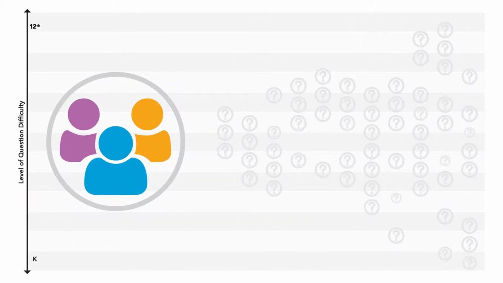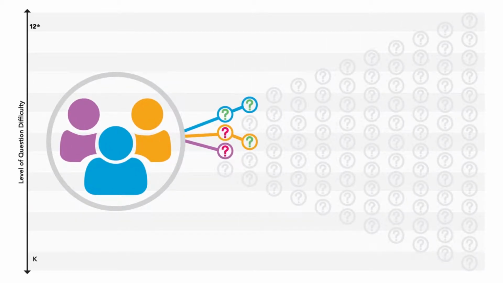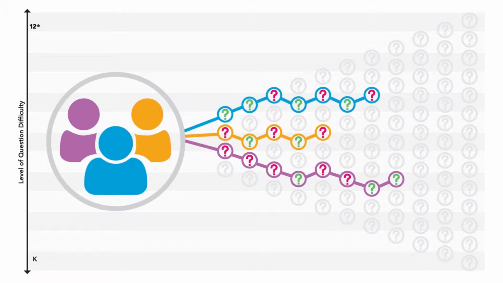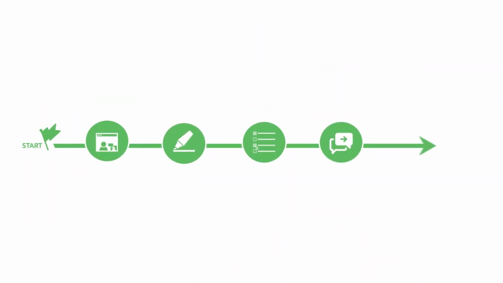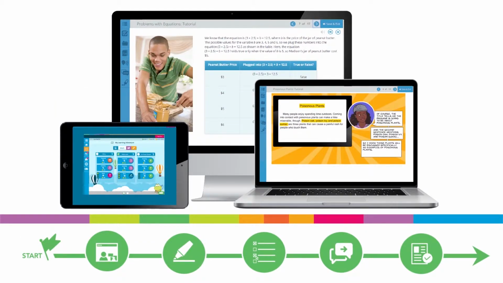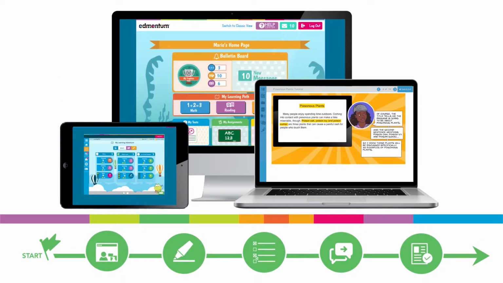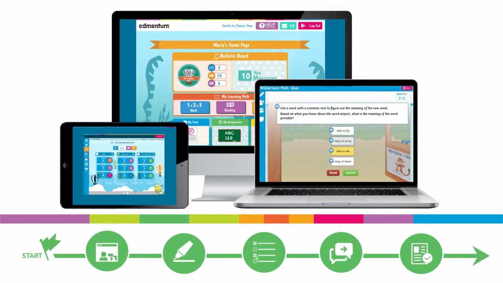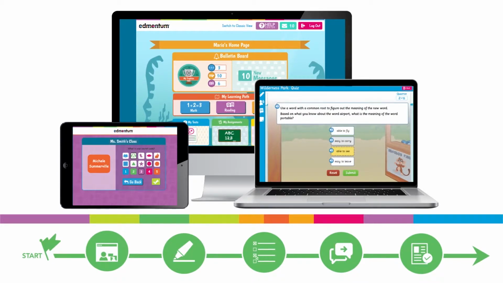Begin by taking Edmentum's adaptive diagnostic assessment to pinpoint precise learning abilities and access valid growth measures, or leverage your results from one of our assessment partners. Then, students receive adaptive learning paths assembled specifically to meet their unique needs. These tailored playlists follow an instructionally valid curriculum progression with coverage of key state standards and skills.